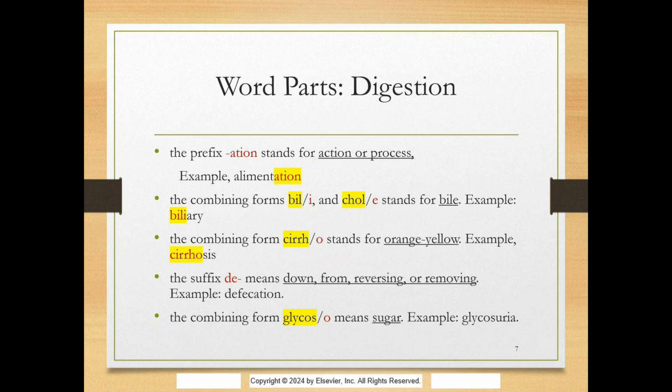Cirrhosis is a serious liver condition where healthy liver tissue is replaced by scar tissue, impairing liver function. It can result from chronic liver diseases like hepatitis or long-term alcohol abuse. Defecation is the process of expelling solid waste, feces, from the body through the rectum and anus. Glycosuria is the presence of sugar, glucose, in the urine, which is often a sign of diabetes or another condition affecting blood sugar levels.